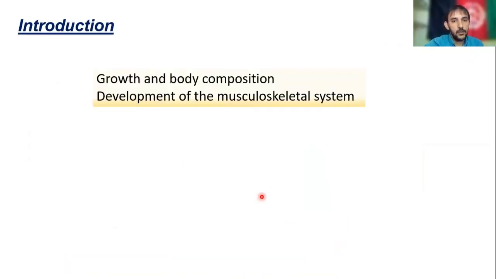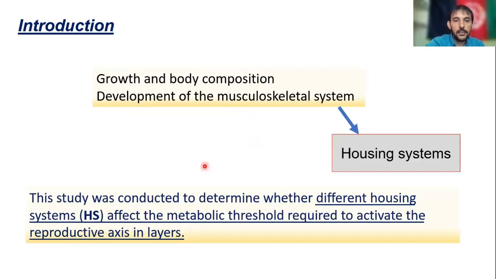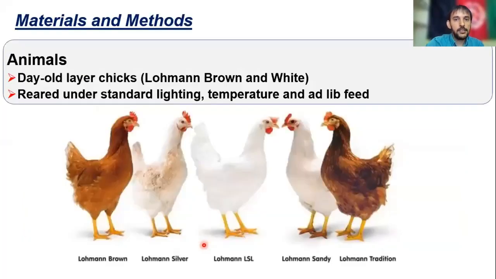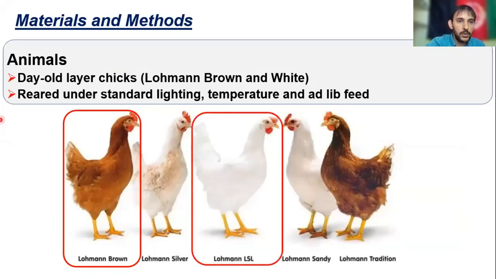It is clear that growth and body composition, as well as the development of sexual maturation, are also dependent on housing systems. Thus, the idea behind this experiment was to determine whether different housing systems affect metabolic thresholds required to activate the reproductive axis in layers. In this trial, we had day-old layer chicks, Lohmann Brown and Lohmann White. We reared these chicks under standard lighting, temperature, and ad lib feed.